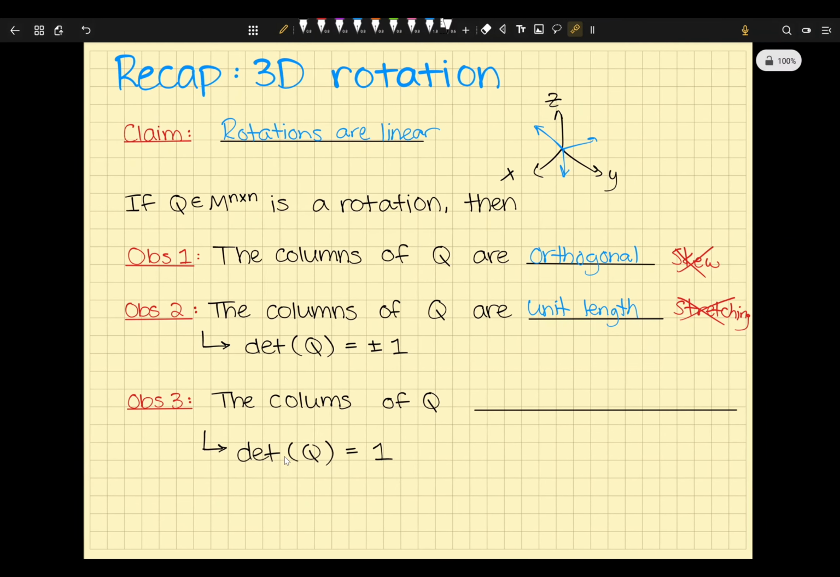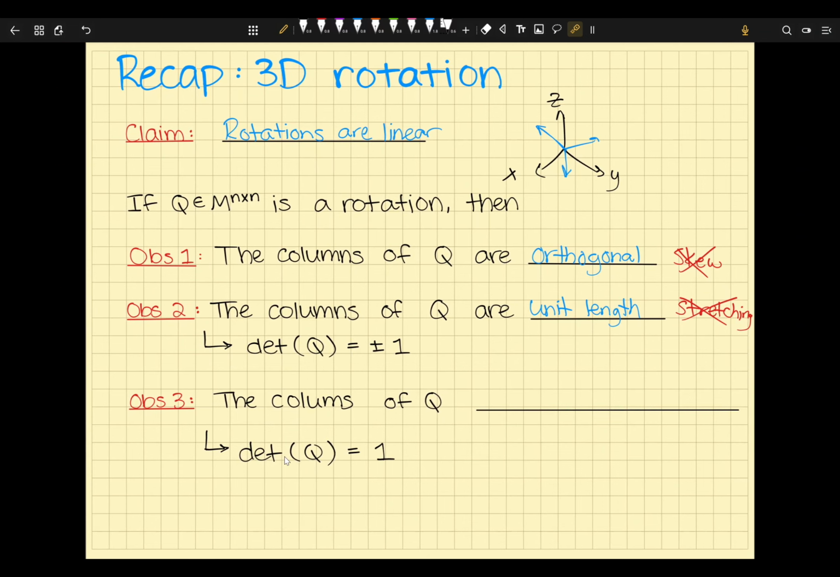And what this means, these two together mean that Q is an orthogonal matrix. So if its columns are orthonormal, we call Q orthogonal, and its determinant is going to be either +1 or -1.